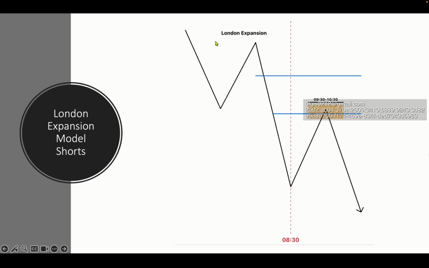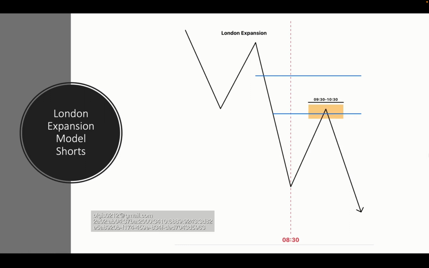We then see an expansion leg during London, which leaves behind an inefficiency, a CB to be precise. Around 8:30, we want to see a retracement occur into that CB, and between 9:30 to 10:30, we want to see that CB get reached, and from there on, we want to see a lower time frame market maker style model get confirmed to target the sell side liquidity below this low and draw towards the higher time frame objective.